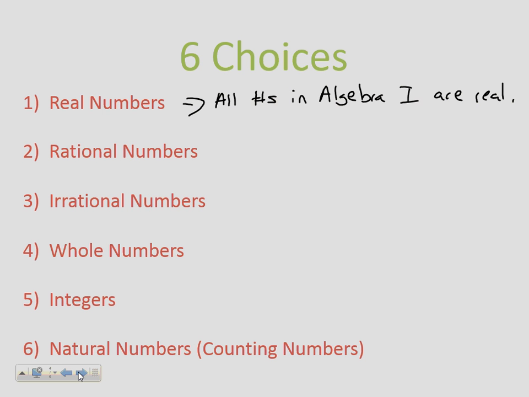So what do you know about your answers today? Everything's real. All numbers are real. And again, please don't go to your Algebra 2 class and say, Miss Coy said every number's real. No, I said every number in Algebra 1 is real. In a couple years, you'll learn about imaginary numbers.